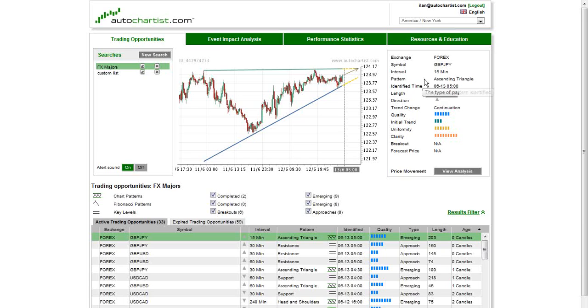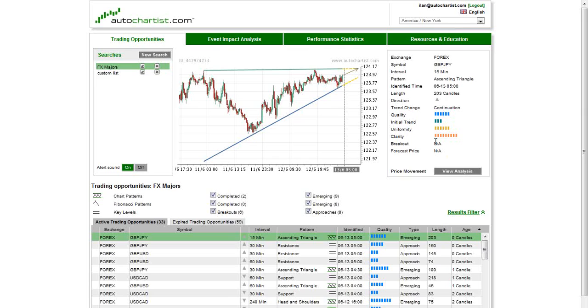Well, I think I'm talking specifically about this opportunity itself. Let me actually give you a bit of a rundown about the other sections within the Autochartist screen. This over here is the details section on the top right of the screen, where you can see some more details about this opportunity. So you can see the opportunity was on the forex markets, it's on pound yen, 15-minute ascending triangle, and all the same information that you see at the bottom, except for the fact that there's some additional information about the quality of the pattern.